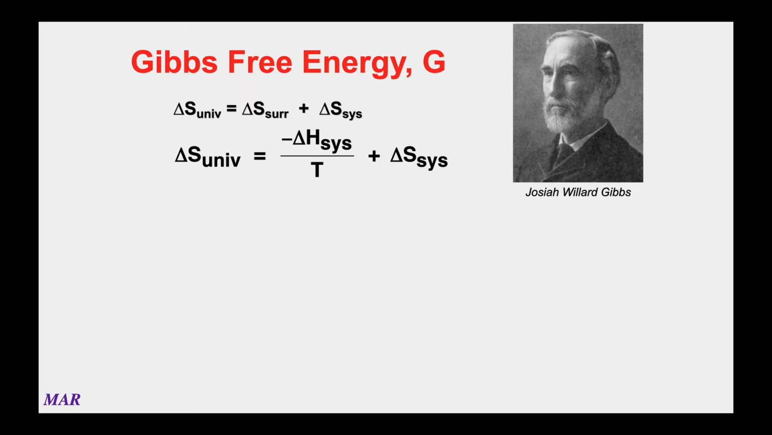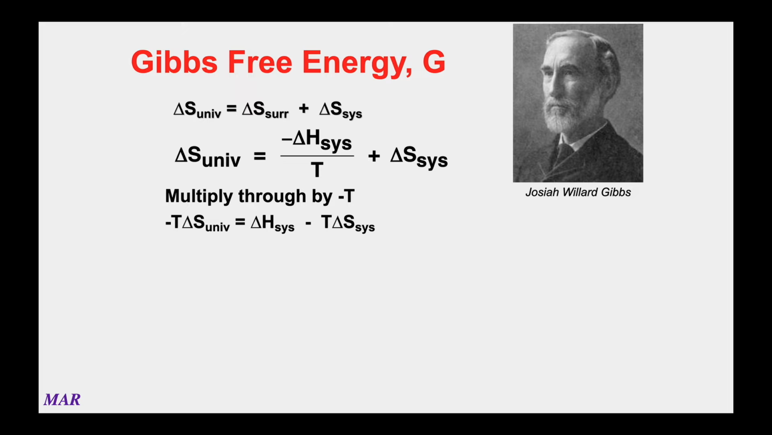But obviously, this equation right now is kind of ugly. Negative delta H over T plus delta S, pretty funky. So he multiplied everything through by negative T. And when he did that, he got negative T times delta S of the universe equals delta H of the system by itself minus T delta S. And that looked a little bit better.